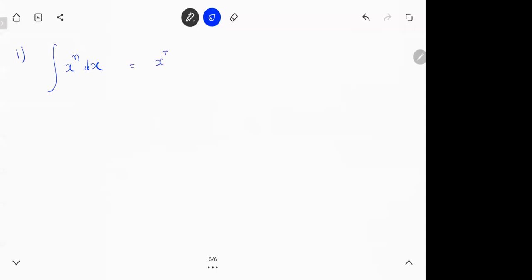This is given by x power n plus 1 by n plus 1 plus constant. Why this constant? This is called an indefinite integral, meaning you didn't give any limits. You're not telling me you want area from where to where. Now, what is that constant? I'll tell you why it comes.